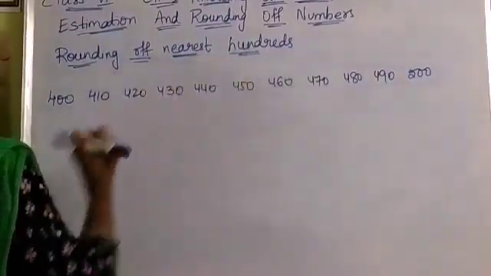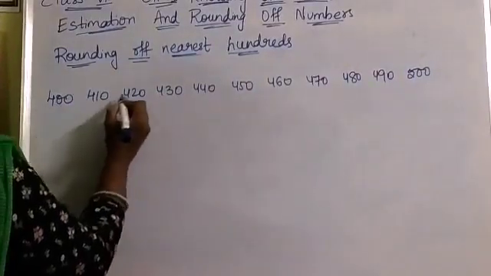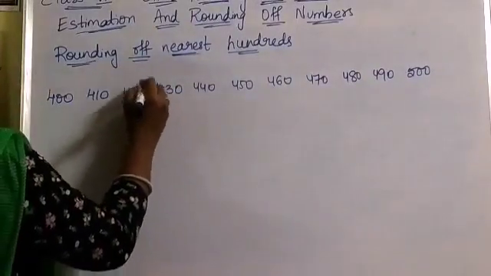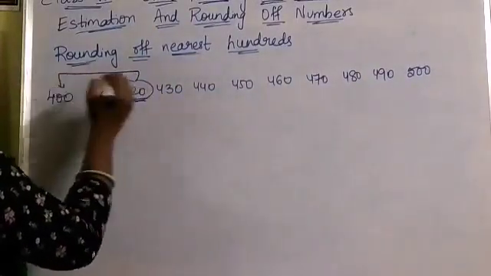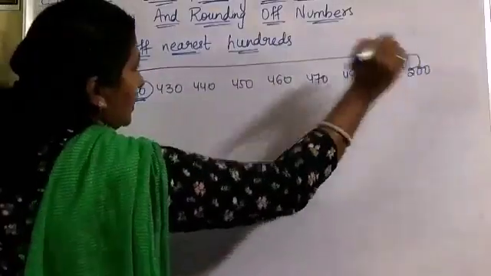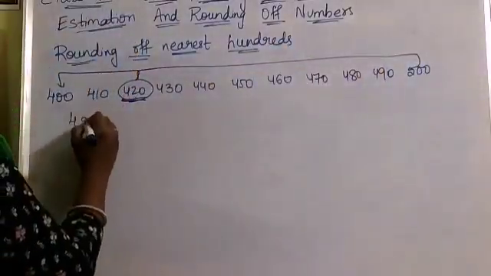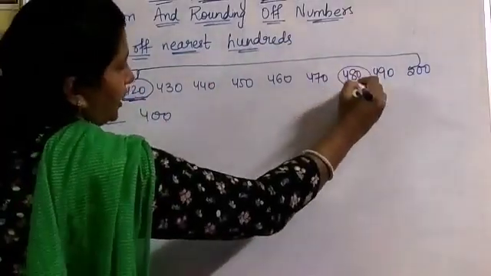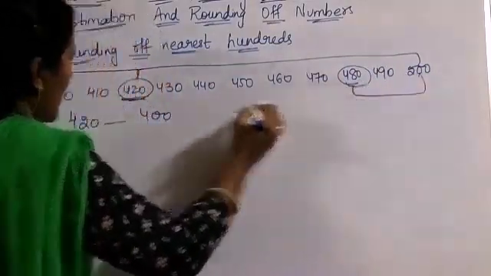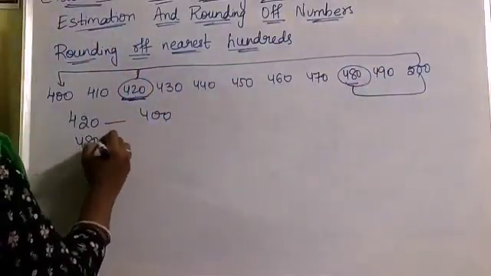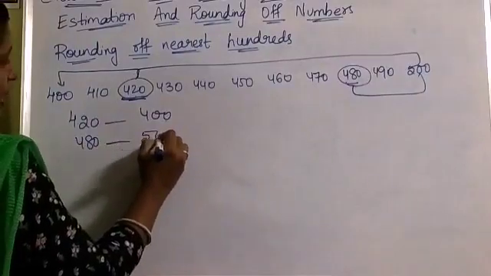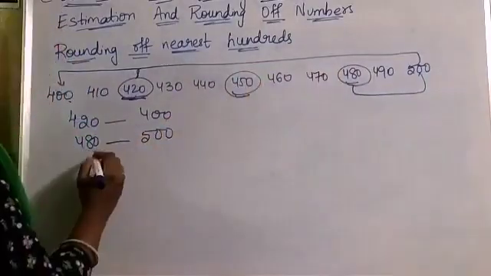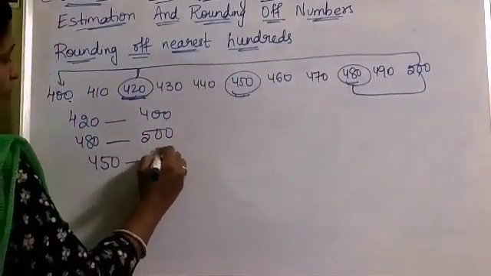Next, rounding off to the nearest hundreds. Here 400, 410, 420, 430. Here I took numbers like this. Suppose I take 420. 420 is very near to 400, isn't it? Then 500. So 420 is rounded to 400. When I compare 480, 480 is very near to 500 than 400. So 480 is rounded off to 500. Then what about 450? It is at equal distance from 400 and 500. So 450 is rounded to 500.